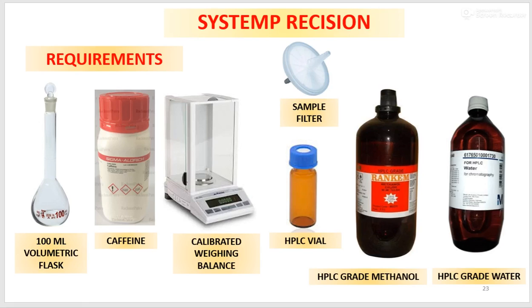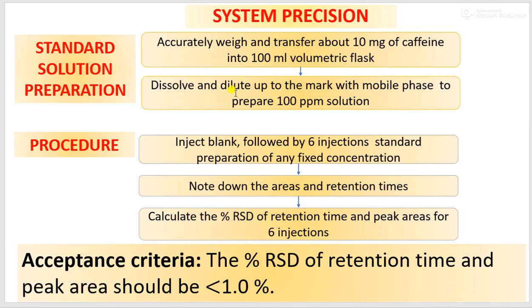Last is system precision. The requirement for system precision is that you require a 100 ml volumetric flask, caffeine standard, calibrated weighing balance, HPLC vial, sample filter, and methanol HPLC grade and water. Again, for system precision, you have to prepare 100 ppm of caffeine solution using mobile phase, filter it, and place it into the vial.